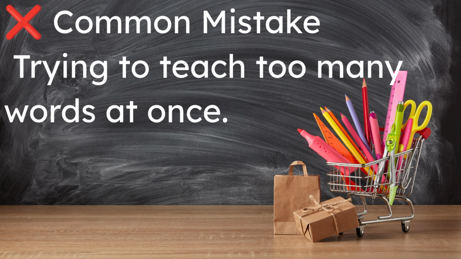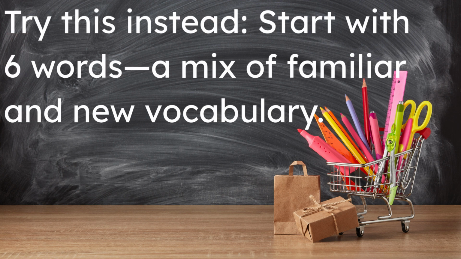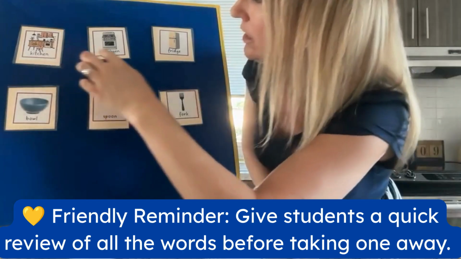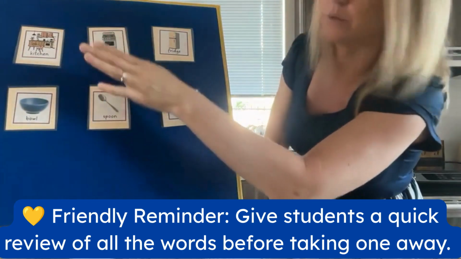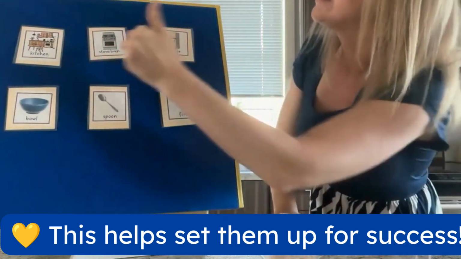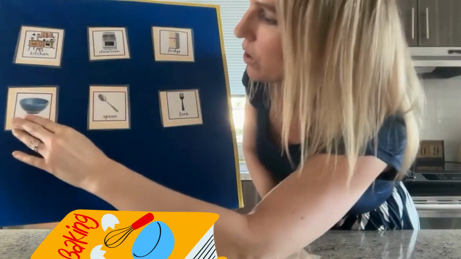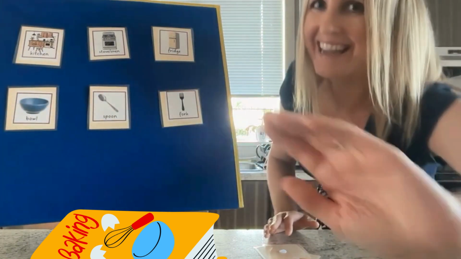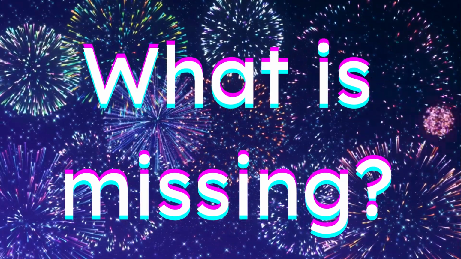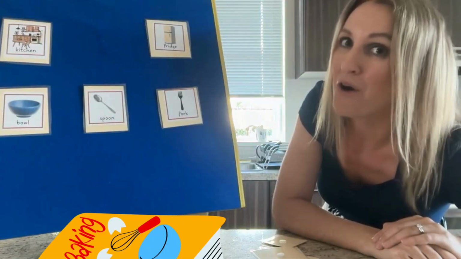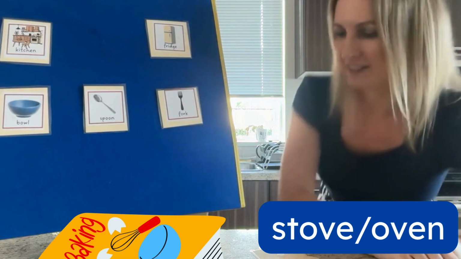Once you've reviewed the words, it's fun to play a game. I would not have all of these words. Let me take 3 of them off. 6 words is a great start. So you might play what is missing. That's one of the students' favorites. Stove, oven. Either one is correct. So stove is the top part, the oven's where you would cook things inside. Fridge, bowl, spoon, and fork. Okay, so no peeking. What is missing? Raise your hand. And if you said stove or oven, then you are correct.